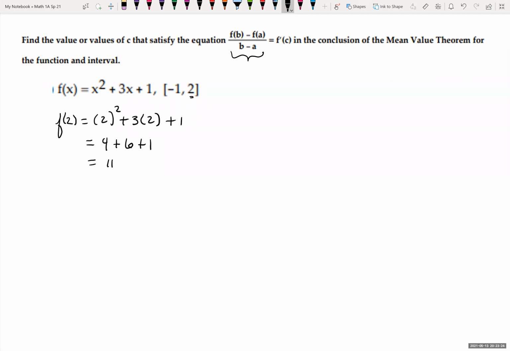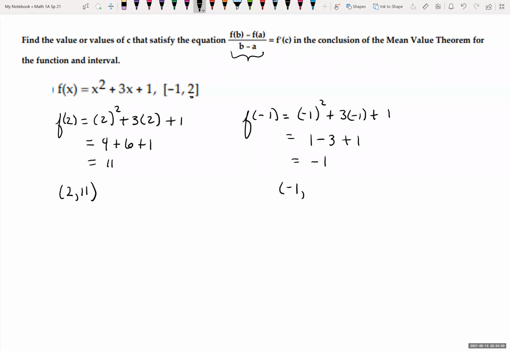So we know we have a point at (2, 11). Let's look at f of -1, plugging in -1 wherever we see an x. So we get -1 quantity squared, which is +1, plus 3 times -1, so -3, plus 1. So this gives me -2 plus 1 is -1. So I have a point here at (-1, -1).